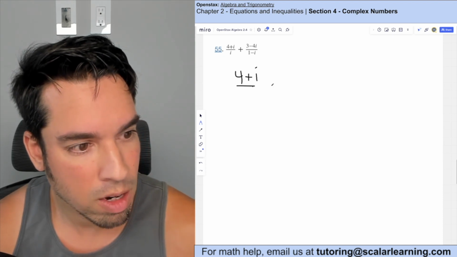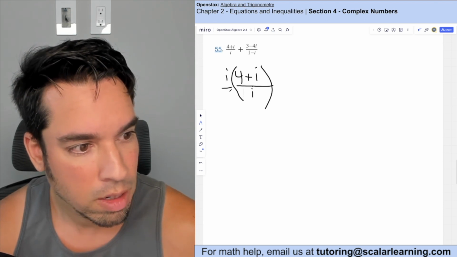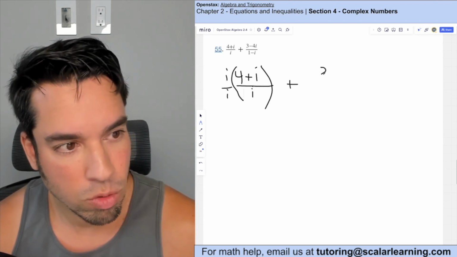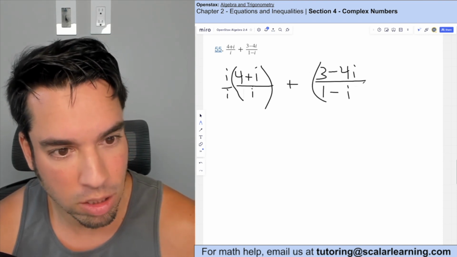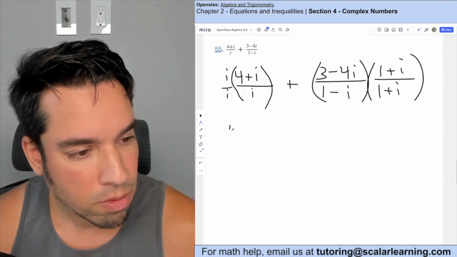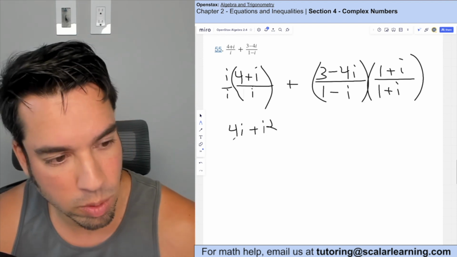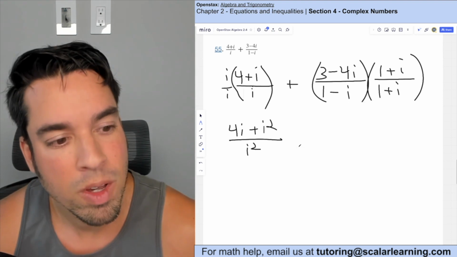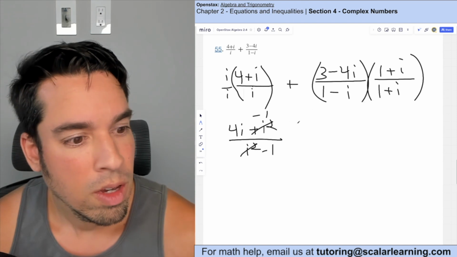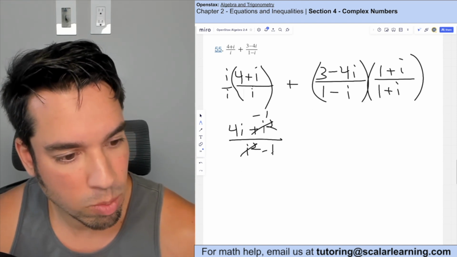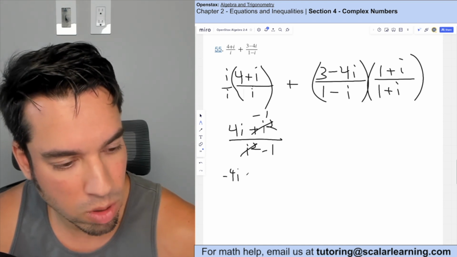So 4 plus i over i. We're going to multiply the top and bottom by i over i. And then for this one, we need to multiply by the conjugate of 1 minus i, which is 1 plus i. So check this out. So up top, we have 4i plus i squared, and i squared is negative 1, but we'll get to that in a second. And on the bottom, we have i squared as well. So these are both going to be minus 1 and minus 1. So that's pretty nice. So if I want to simplify this a little bit more, I can divide both by negative 1. So it's negative 4i, and then negative 1 divided by negative 1 is plus 1.